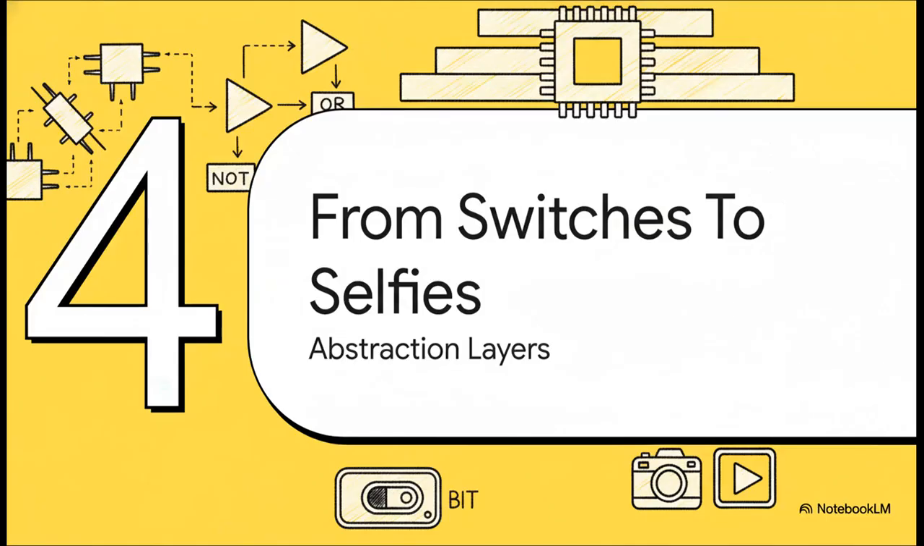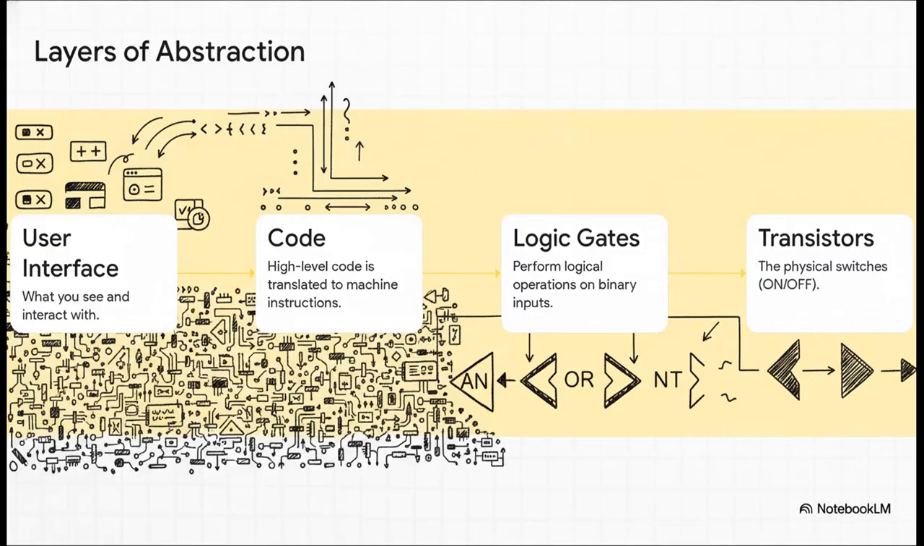So let's recap. We have tiny transistors acting as on-off switches. We use those switches to represent bits, ones and zeros. Then we arrange those bits into logic gates to make super simple decisions. So, how do we get from that all the way to watching videos and taking selfies? The answer is one of the most brilliant ideas in all of computer science: layers of abstraction.